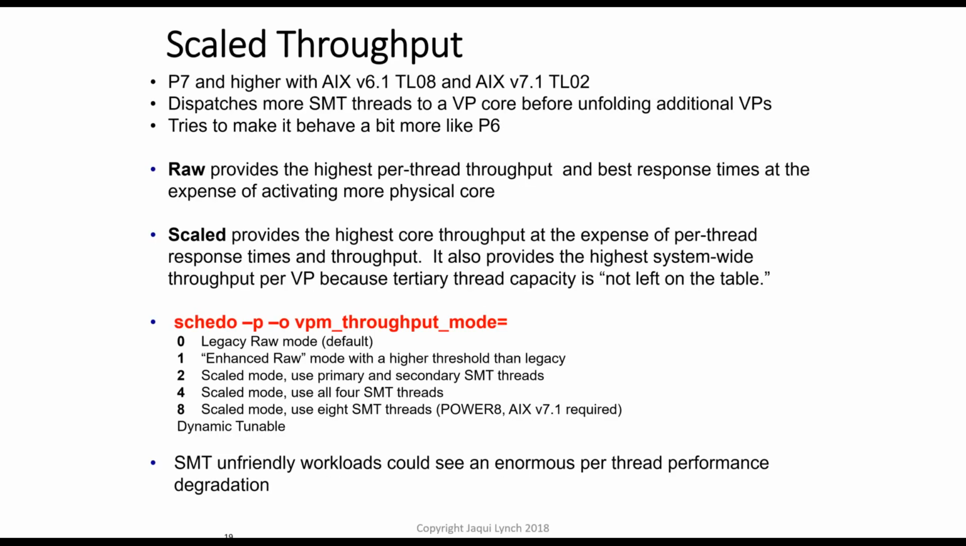And one of the options that you have is that you can go to what we call scaled throughput mode. You can tell it to run in the way that it used to run on the Power 6, but I've got to ask you, why would you buy a Power 8 or a Power 9 and make it run like a Power 6? The right way to deal with it is to appropriately size the virtual processors and the threads.